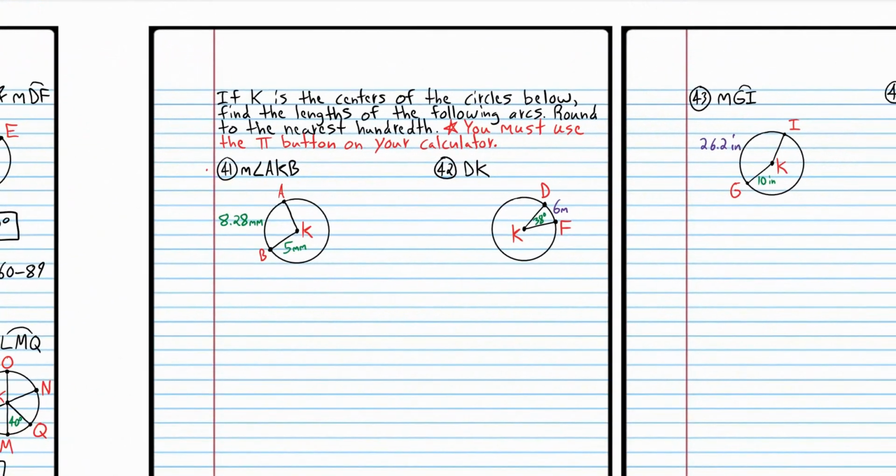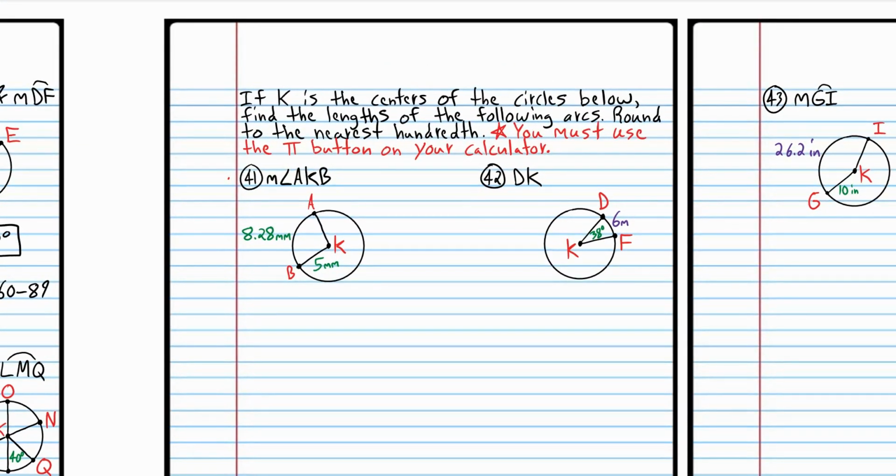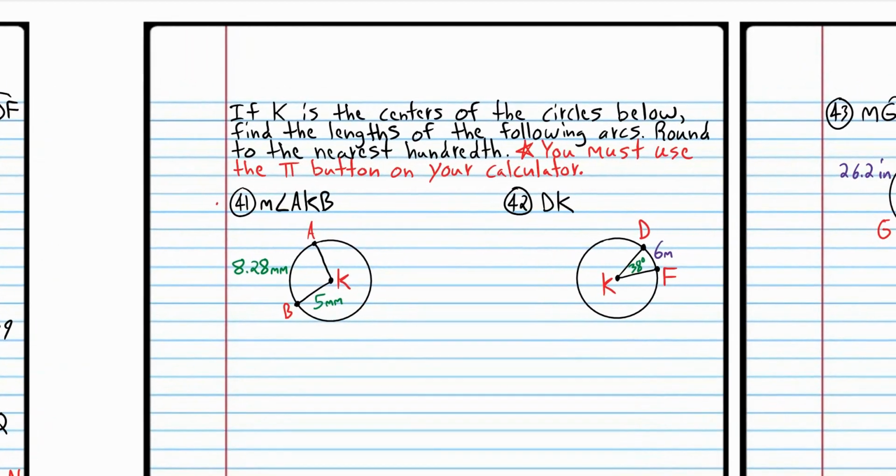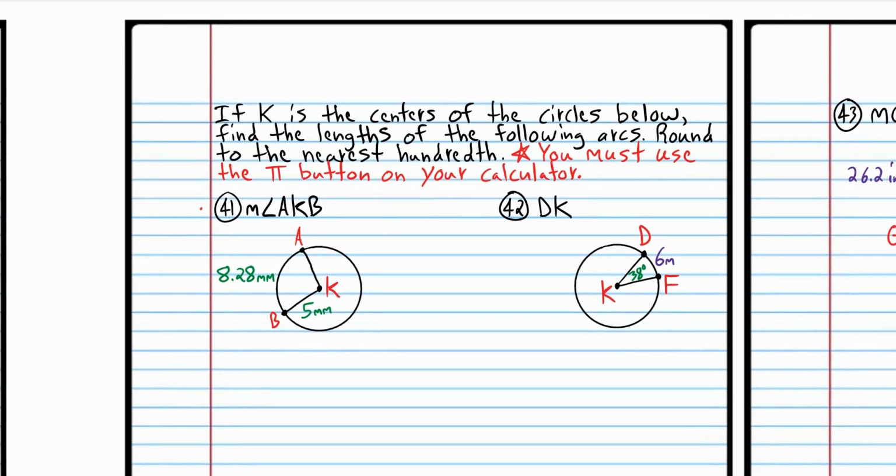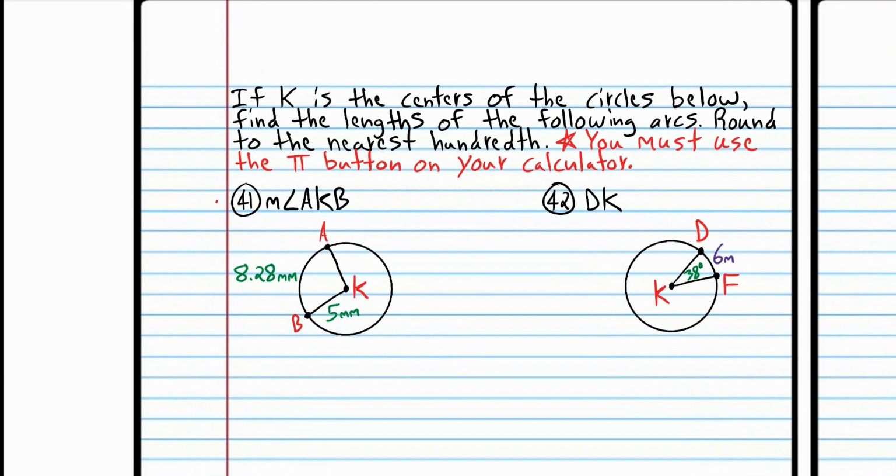All right, so we have just 8 more problems here. We're going to take the arc length stuff and do some different things. We're going to give you different numbers, and you're going to have to use that formula in different ways. That's just how it's done with math courses. They give you a formula, and they give you different numbers to plug in. So if K is the center of the circles below, find the lengths of the following arcs. Round to the nearest hundredth as usual, and of course you must use the pi button in your calculator.